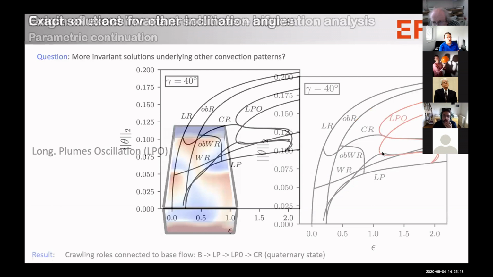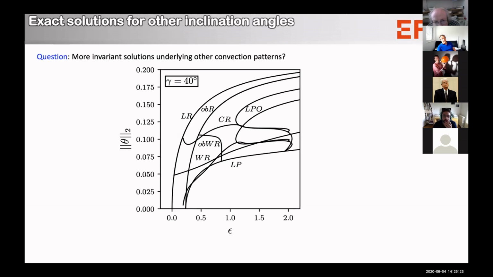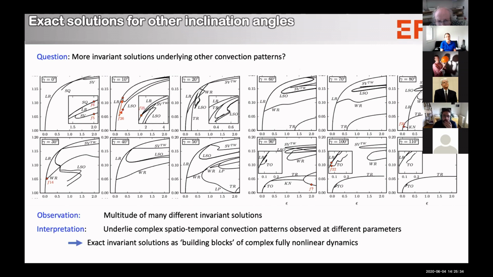Okay, so this was only for an inclination angle of 40 degrees, but now you can go a little bit crazy and even vary this angle. And just to give you a little bit of an idea, this is a subset of solution branches of these invariant solutions that you can identify in inclined layer convection. And why are we so excited about it?